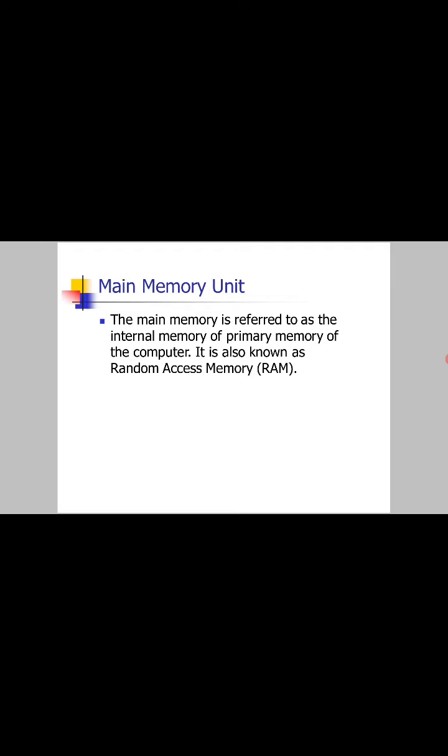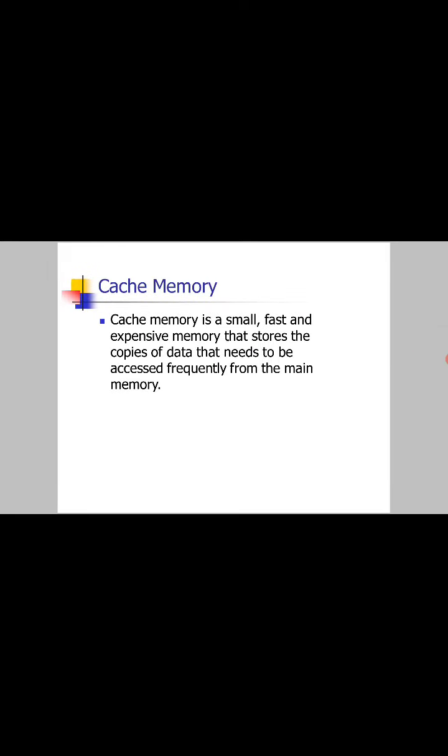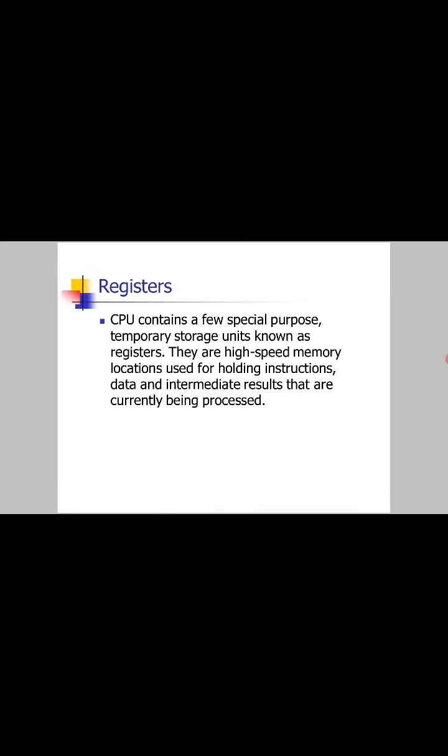The main memory is referred to as the internal memory or primary memory of the computer. It is also known as random access memory. Another memory is cache memory, which we will discuss later.